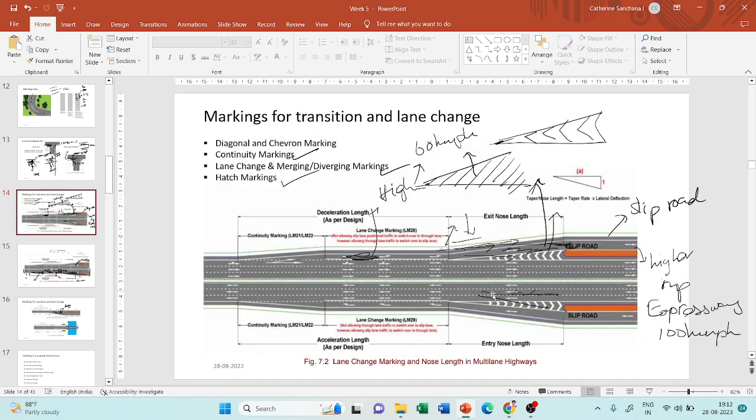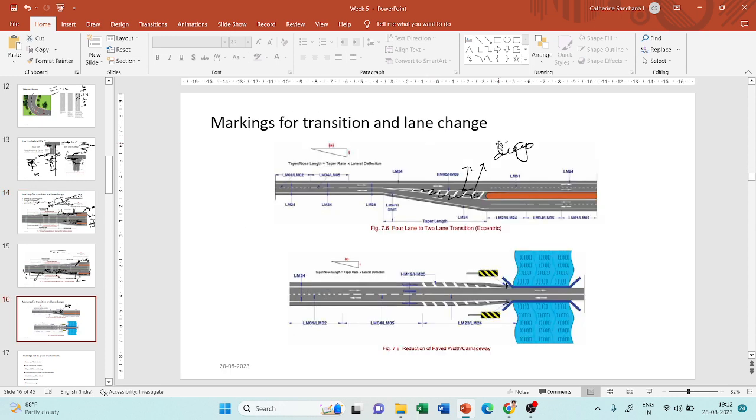And one more thing which I forgot to say is, did you notice the direction of the arrows in the chevron marking? So this is the motion of traffic, and this chevron marking will always be pointed towards the direction in which the vehicles are approaching. So the vehicles are approaching in this direction, and so the markings will be pointed in this direction. So this is how the chevron marking should be given.